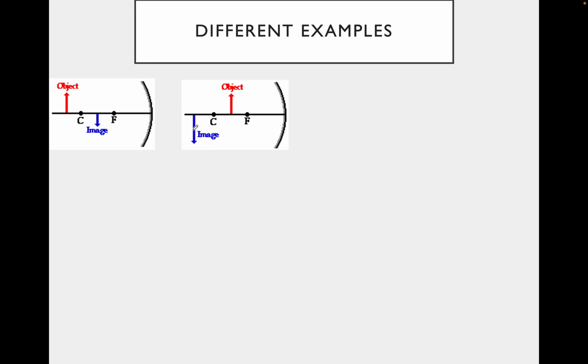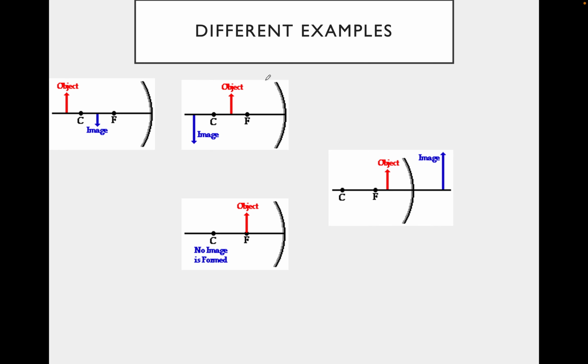So if it was in here, the image will be behind it, between the C and the F. If the image was beyond the F, it's always going to be an inverted image. These are all for this type of concave mirror. And then you will have no image formed if it's on the focus.